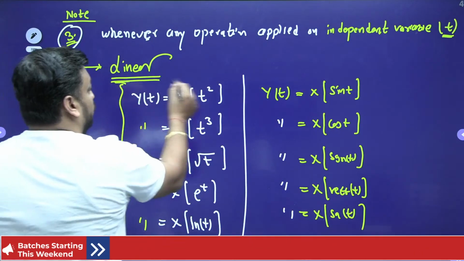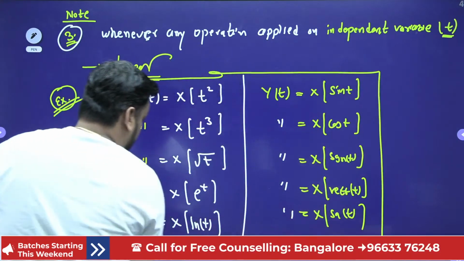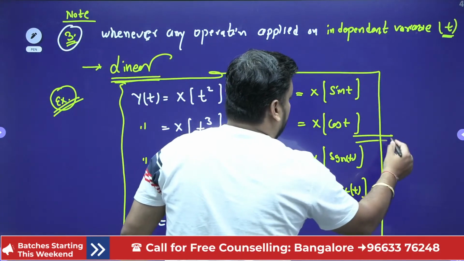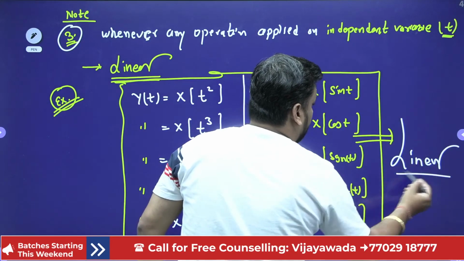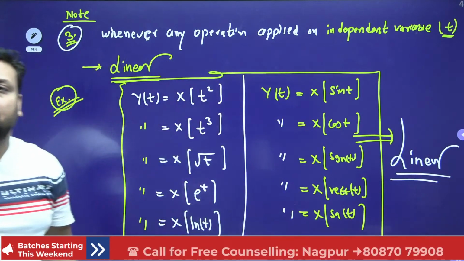So the complete example is always linear. So linear, so linear. Is it clear?